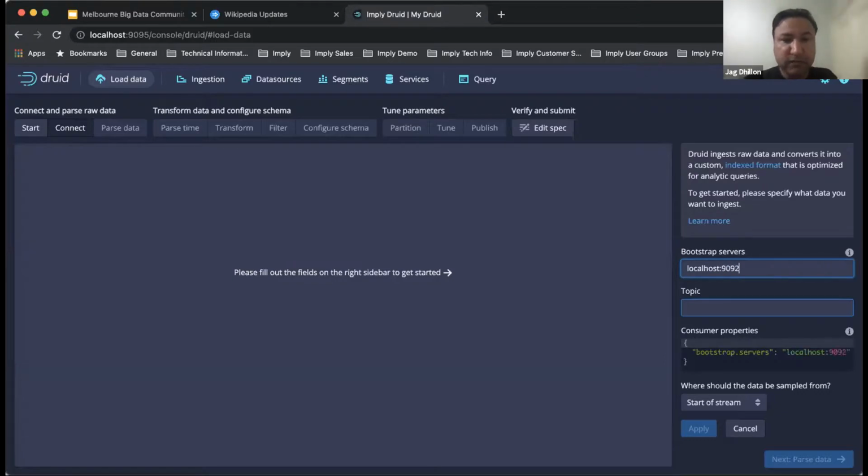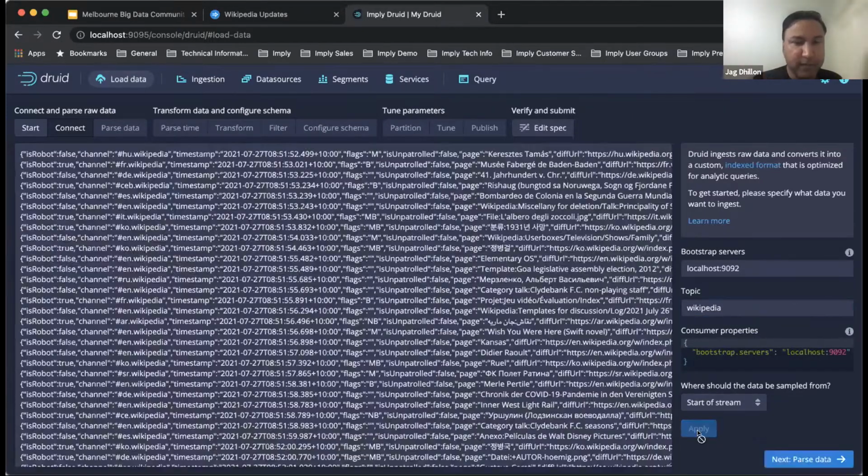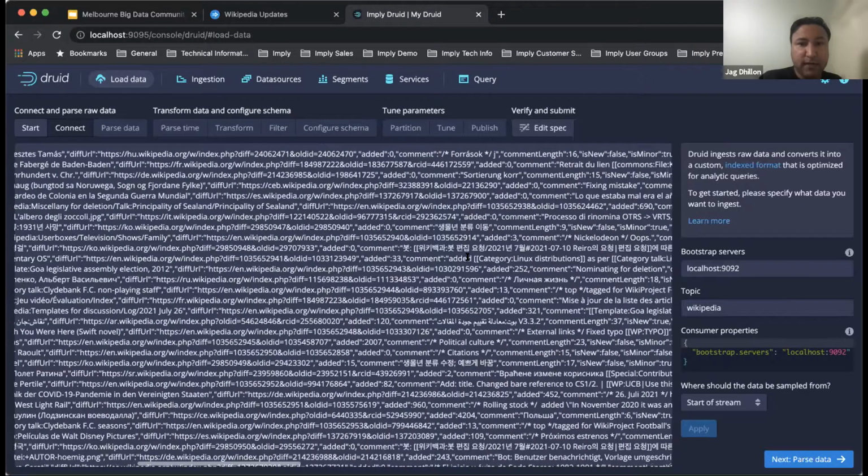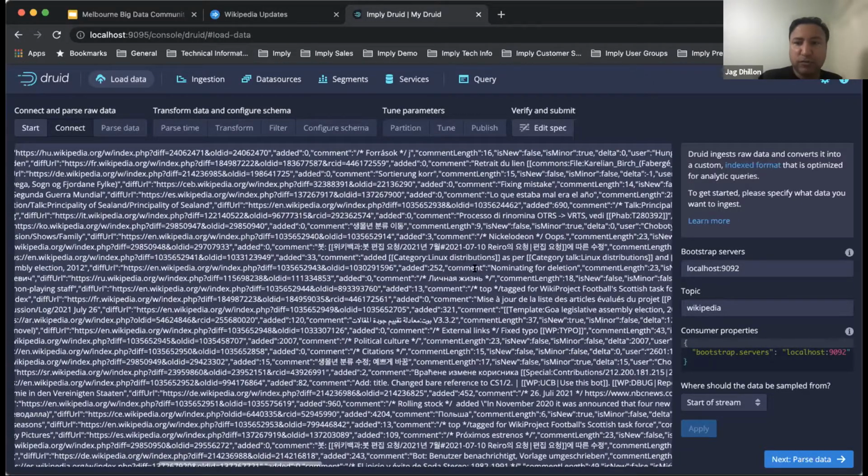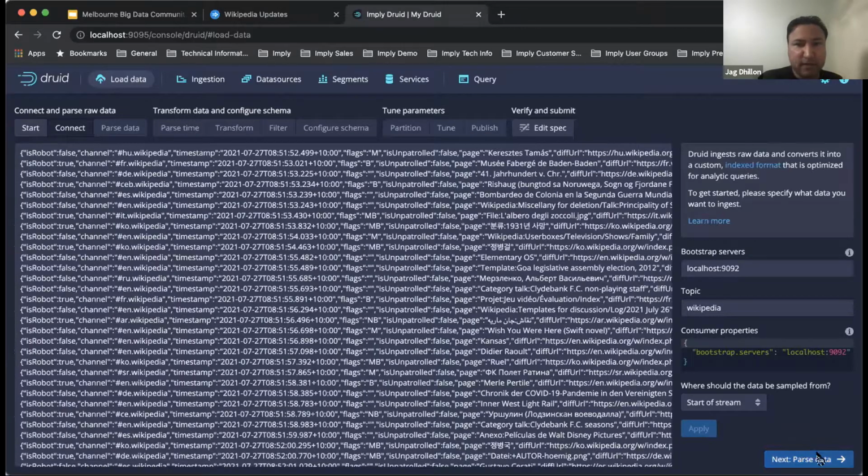And I'll just subscribe to my topic. In this example, I'm going to subscribe to the Wikipedia topic, because it's real time. It's happening as you and I are talking right now. Immediately, it's connected to my Wikipedia topic on my Kafka server. And you can see this is raw data in JSON. So what I can do next is go and parse the data.